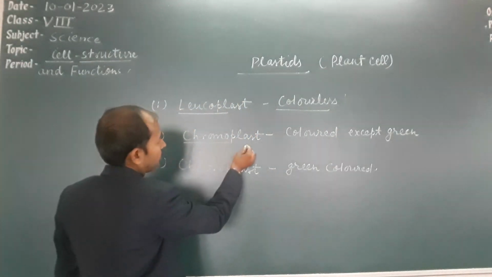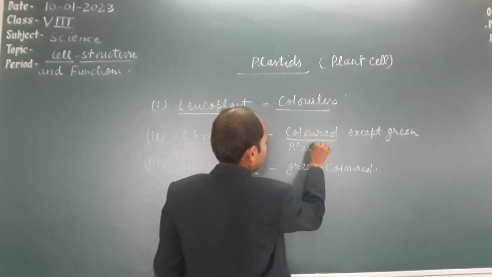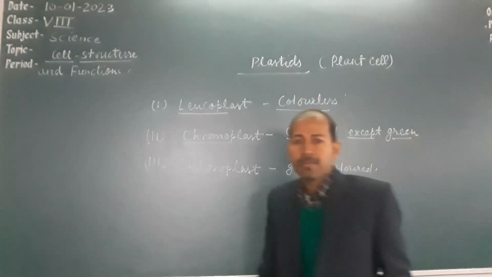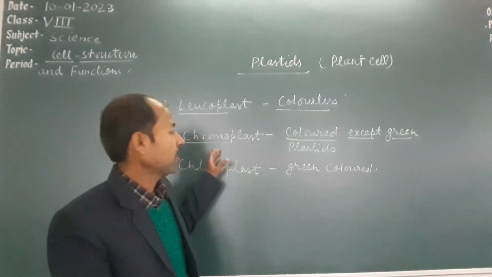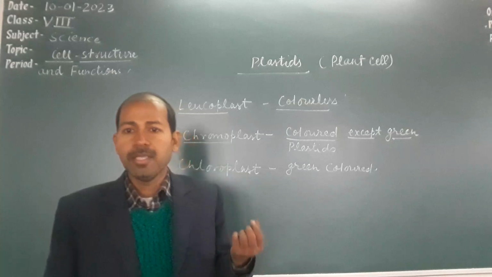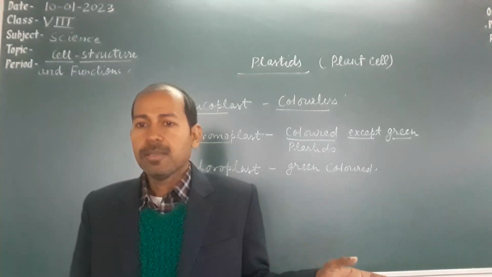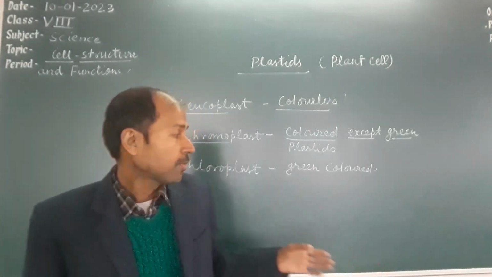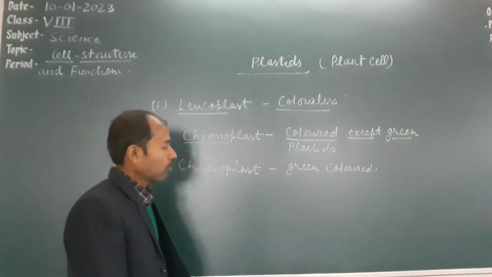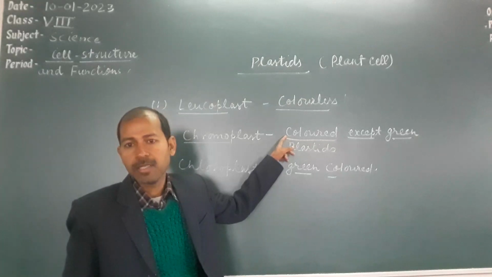Second is chromoplast. Chromoplast means colored plastids, but the exception is that they will not be green. That is, all colors except green will be in chromoplasts. Like you have seen about the ripening of fruits and ripening of vegetables. So in ripening of fruits and vegetables, the chloroplast, meaning the green color pigment, is changed into chromoplast, such as in the case of tomato.